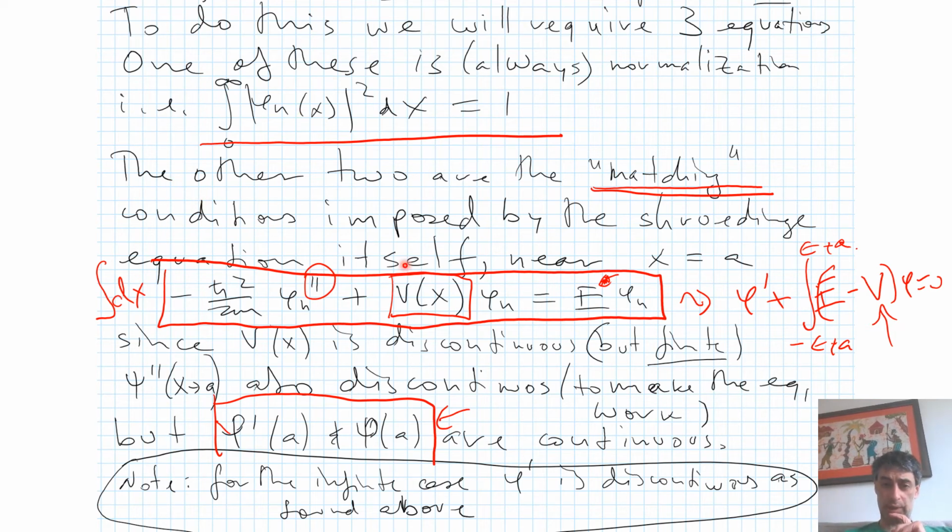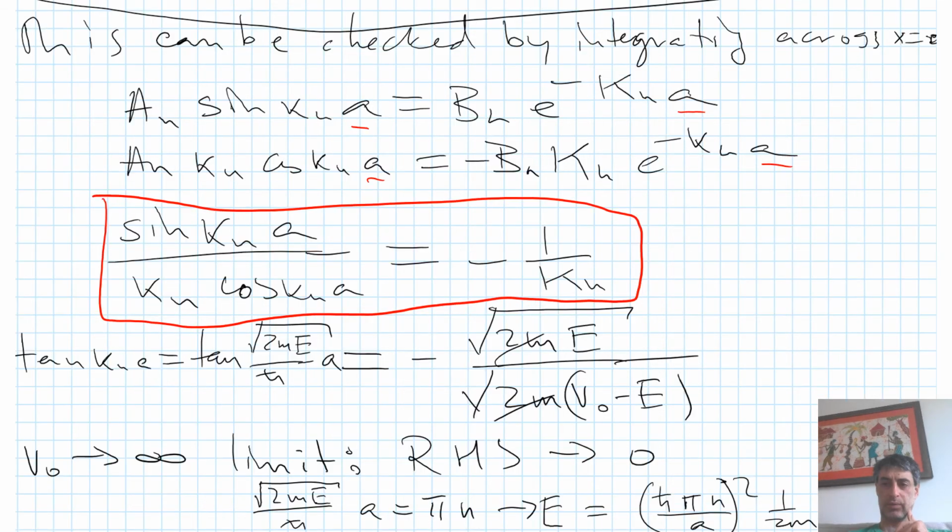The other 2 equations are going to be matching conditions. And the matching conditions, let me just rush ahead a bit. The matching conditions are that the derivative and the function itself, the wave function itself, are continuous across the boundary between 2 regions. And you can derive that essentially by taking the time-independent Schrodinger equation and integrating it near the boundary.